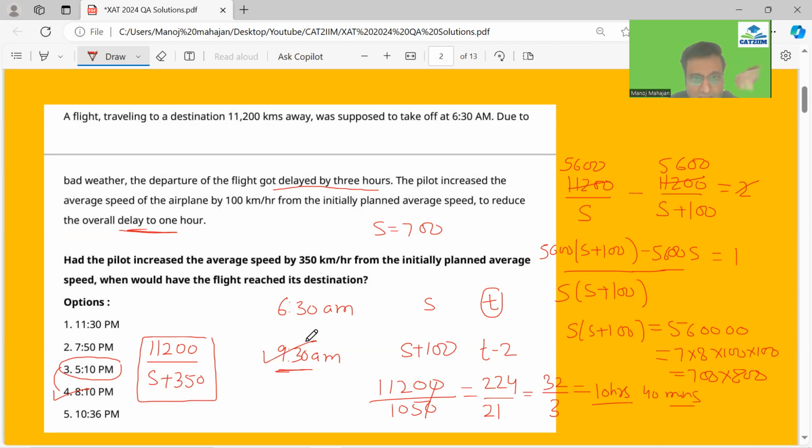Just make sure to add in this 9:30. So when you add 10, this would become 7:30, and 40 minutes if I add it will become 8:10. So 8:10 p.m. is the right answer. So an interesting question again, could have been done in the exam hall because we have time, right?